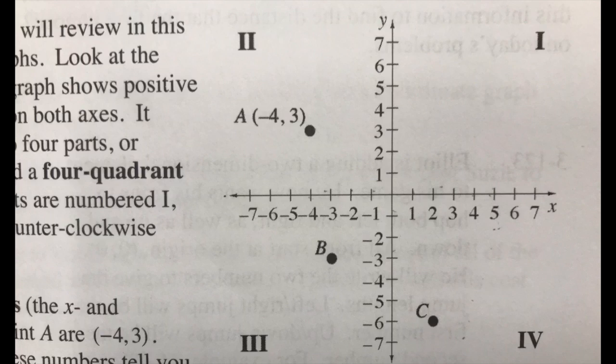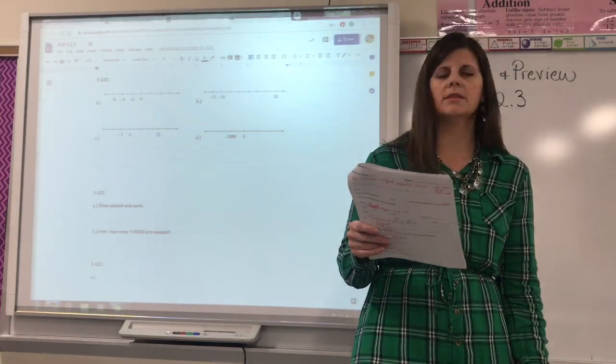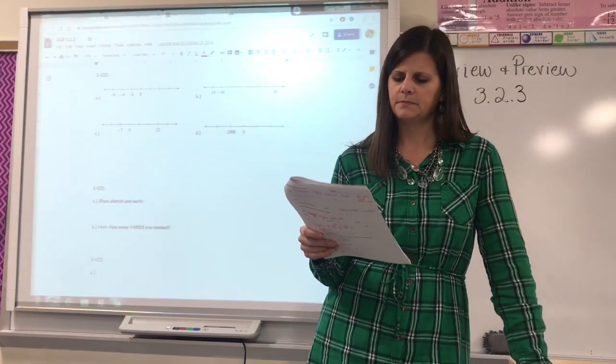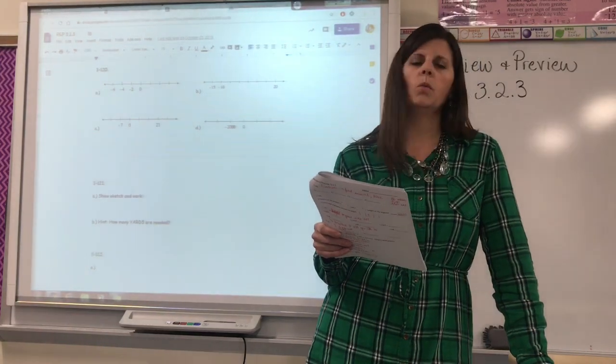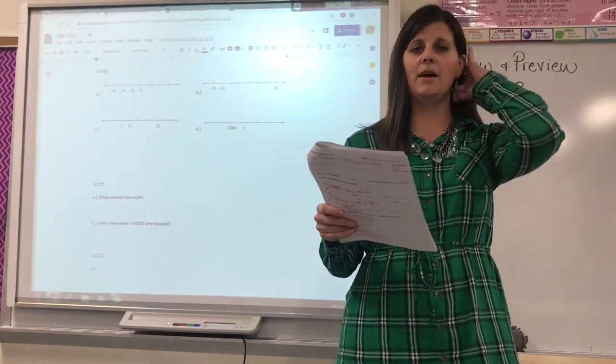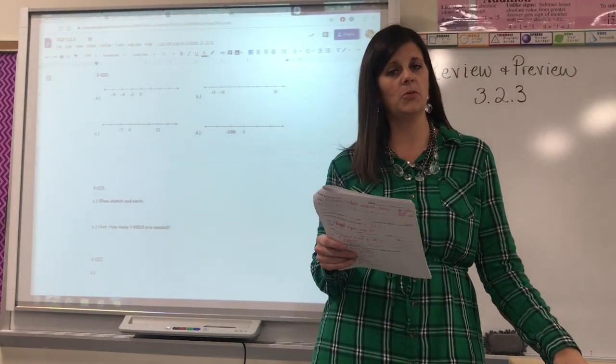You have to find where point B and point C are located and give me those locations. With part C, you've got some directions to follow first. Then tell me where he ends up and what quadrant that is in. Keep in mind, the way they're labeled in your textbook, those quadrants are labeled with Roman numerals.